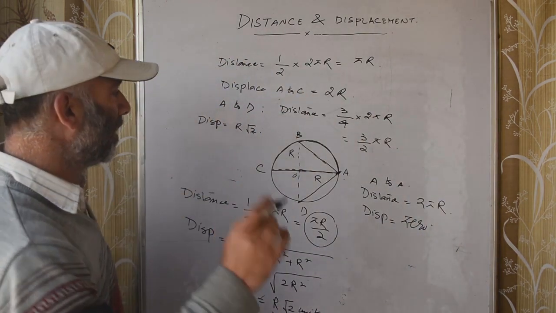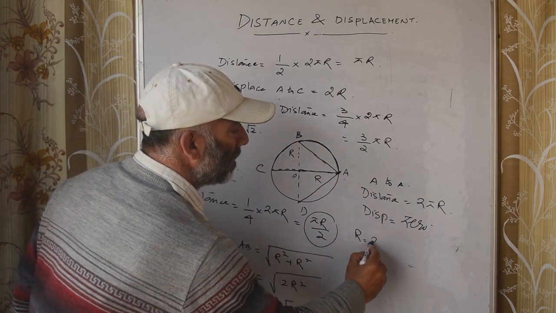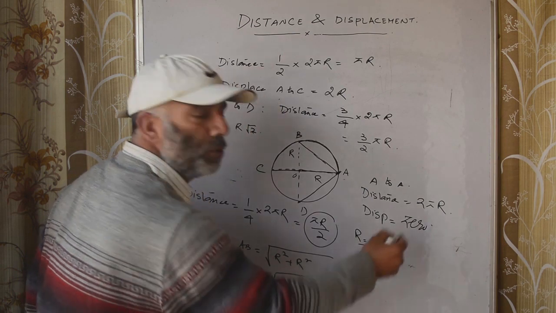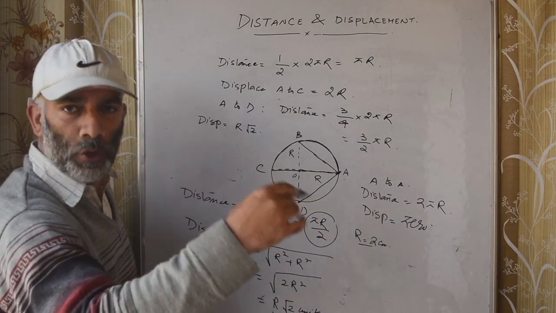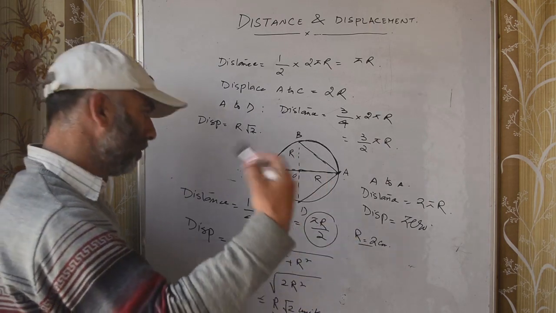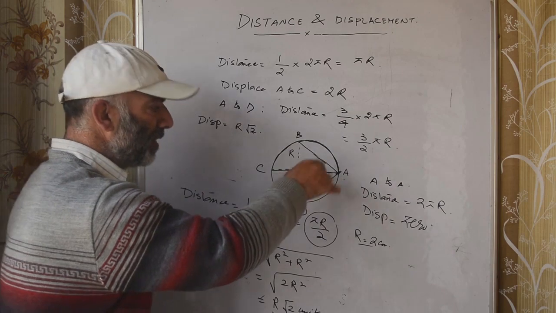Now by substituting different values of R, you can take R equal to 2 centimeters. If a body moves on a circular track of radius equal to 2 centimeters, 3 centimeters, 5 centimeters, what will be the distance and the displacement under these different conditions?